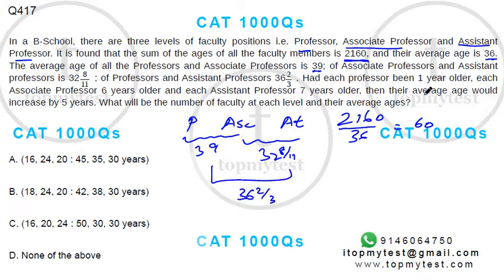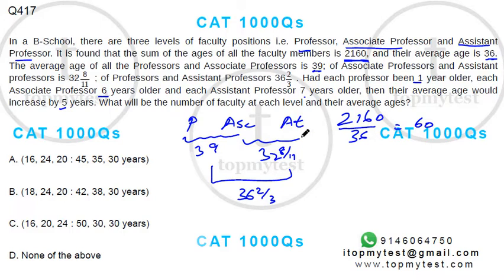Had each professor been 1 year older, associate professor been 6 years older, and each assistant professor been 7 years older, their average would have been increased by 5 years. What will be the number of faculty members at each level and their average ages? So you need to find the number of faculty at each level and their average ages.